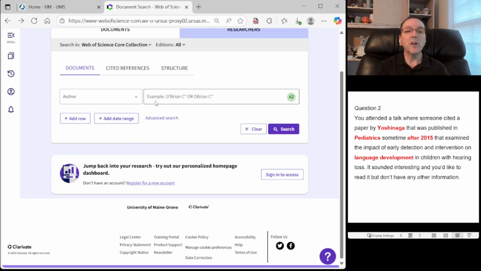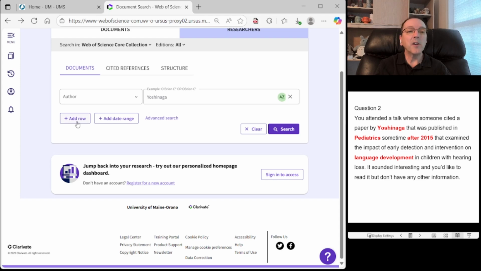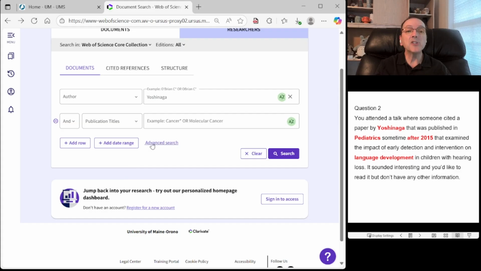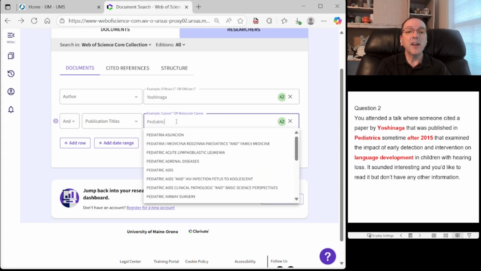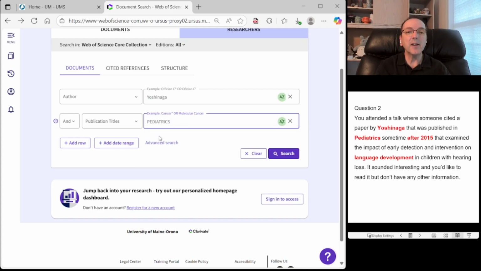So let's start with our author, Yoshinaga. Okay, and we know we're going to add a row. Now this time we do know. Let's go to publication title. We do know it's in Pediatrics. And notice how it's doing the drop down as I'm typing this in, because you've got to pick one of these drop down lists. So we'll do Pediatrics there. Great. And it'll limit us to that. And we know it's sometime after 2015.